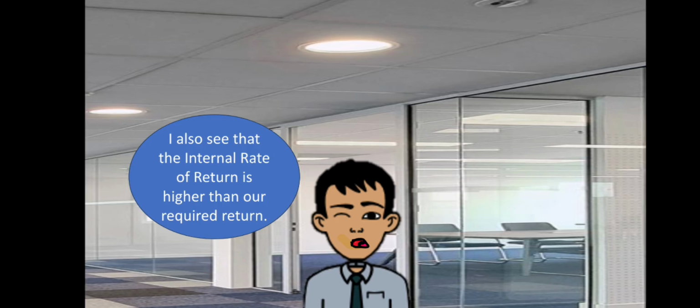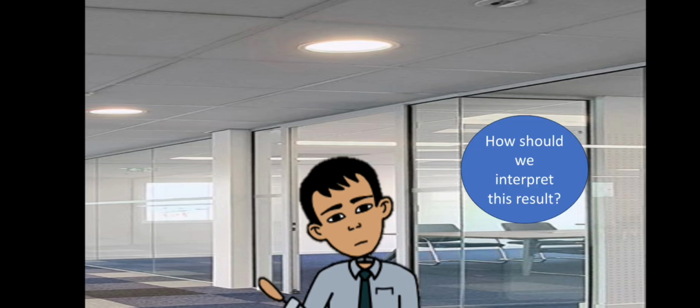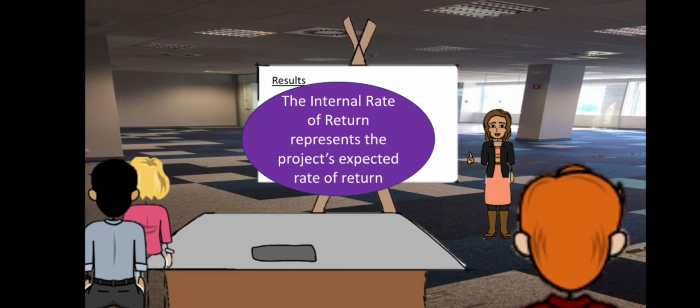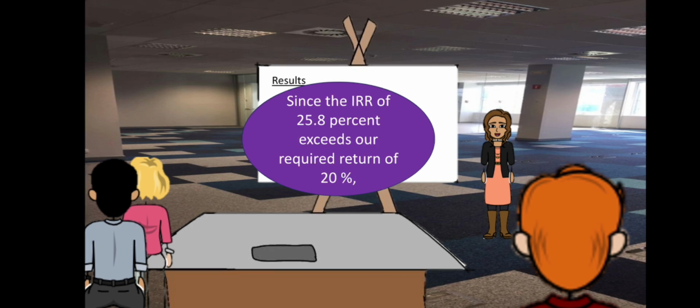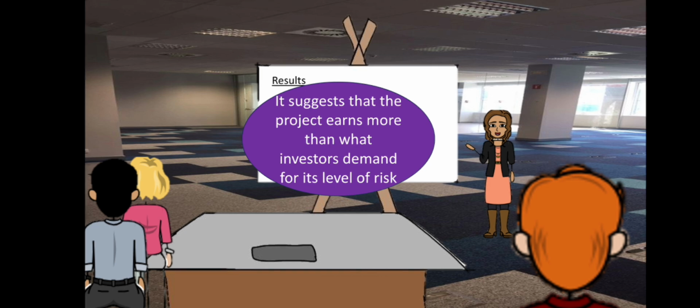I also see that the internal rate of return is higher than our required return. How should we interpret this result? The internal rate of return represents the project's expected rate of return. Since the IRR of 25.8% exceeds our required return of 20%, it suggests that the project earns more than what investors demand for its level of risk.